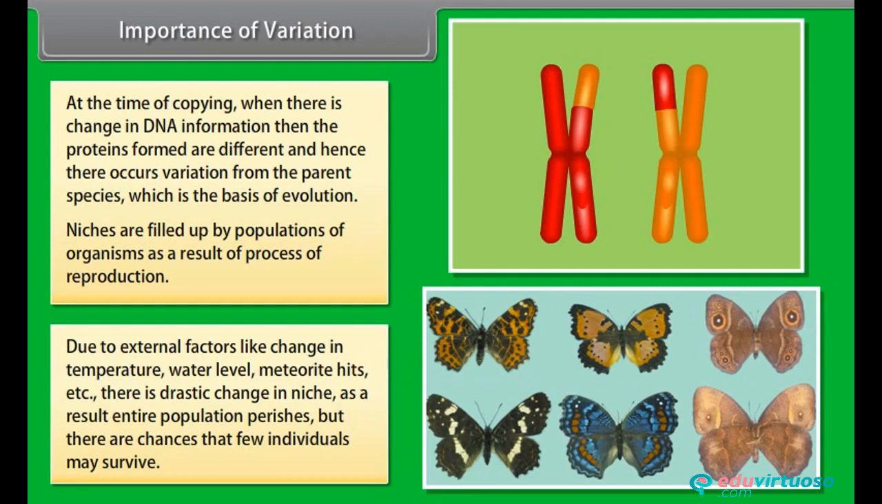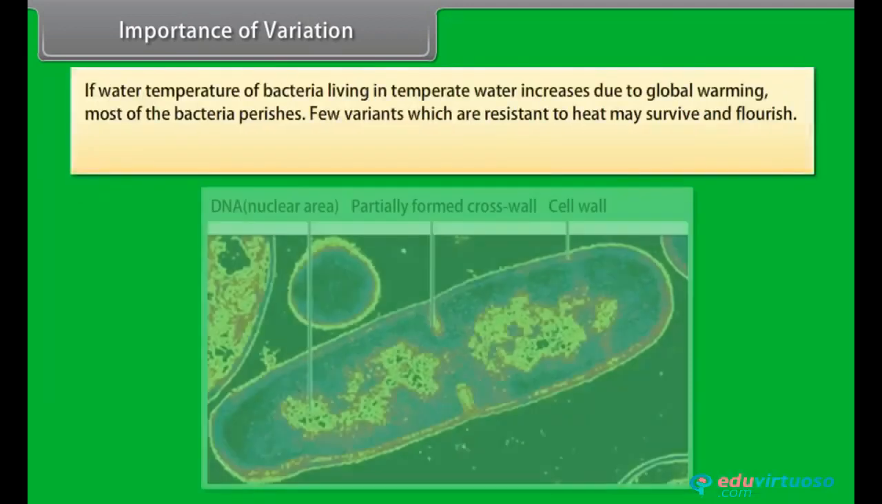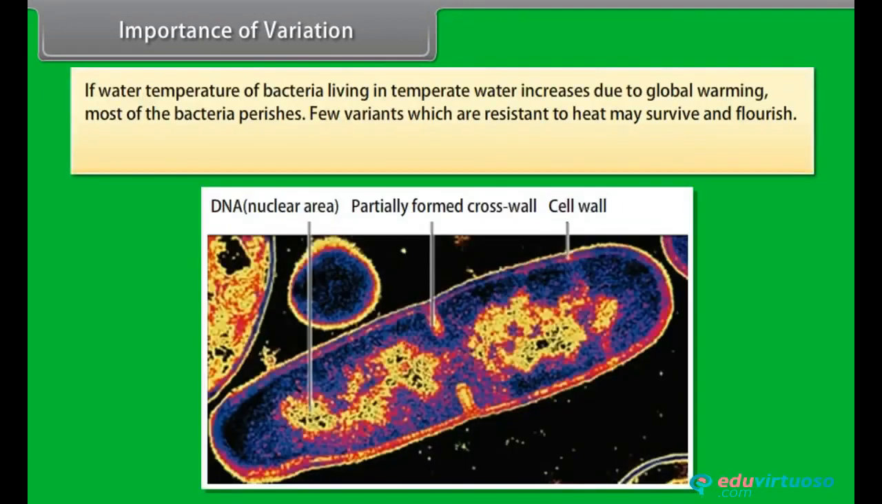We can understand above discussion with the help of an example. If water temperature of bacteria living in temperate water increases due to global warming, most of the bacteria perishes. Few variants which are resistant to heat may survive and flourish. So we can say that variation is important for survival of species.